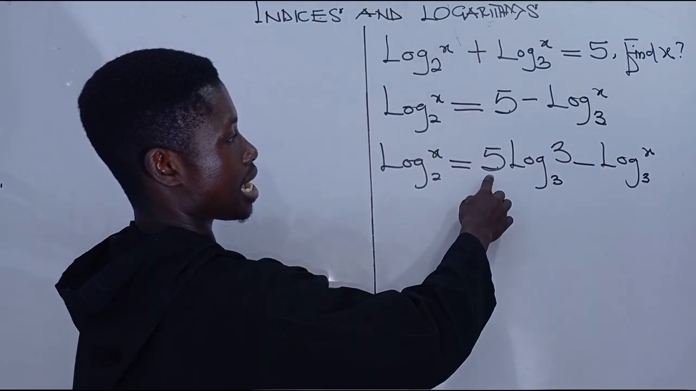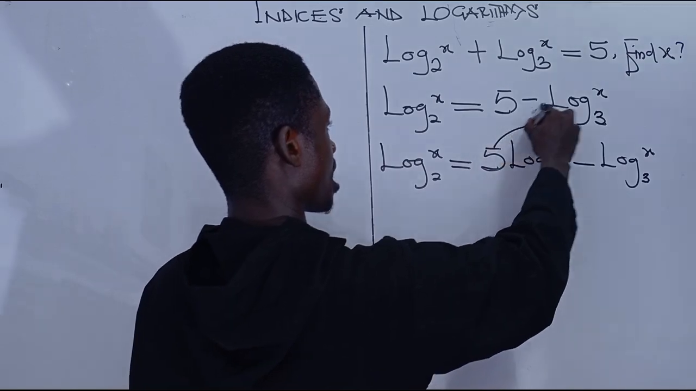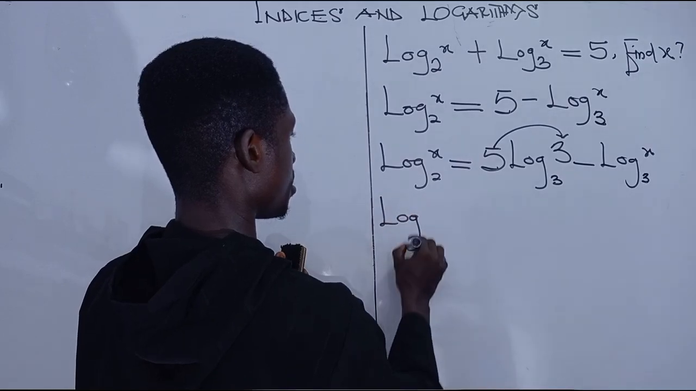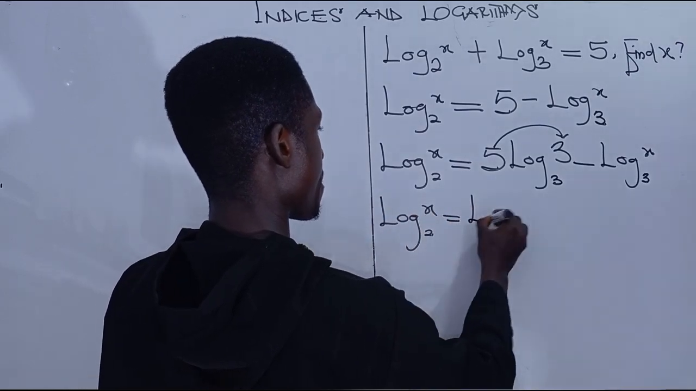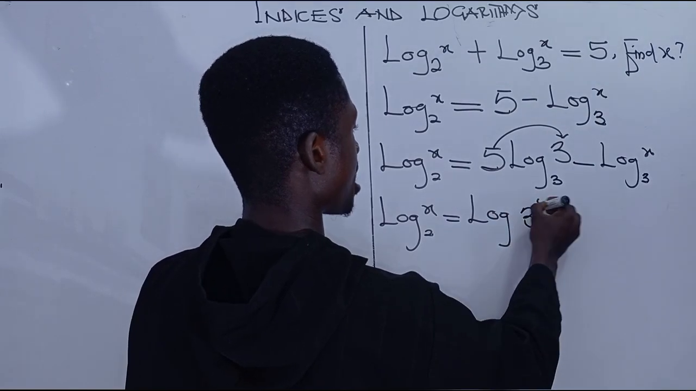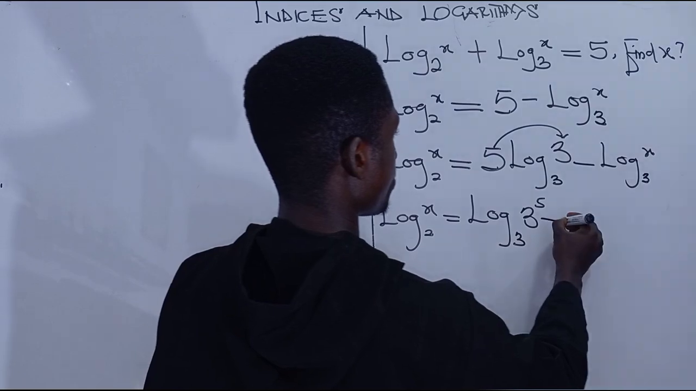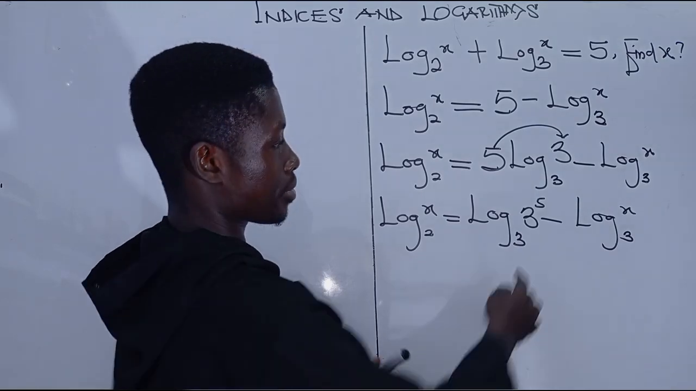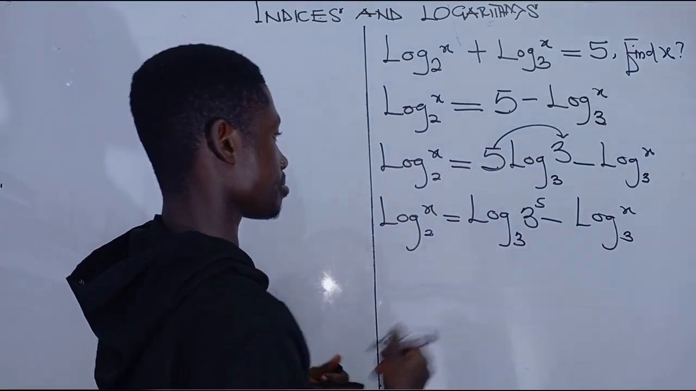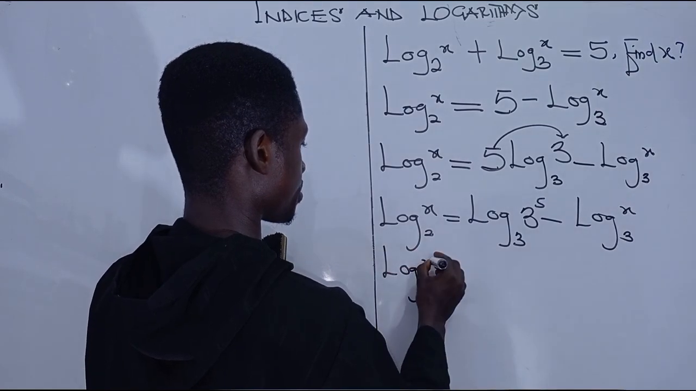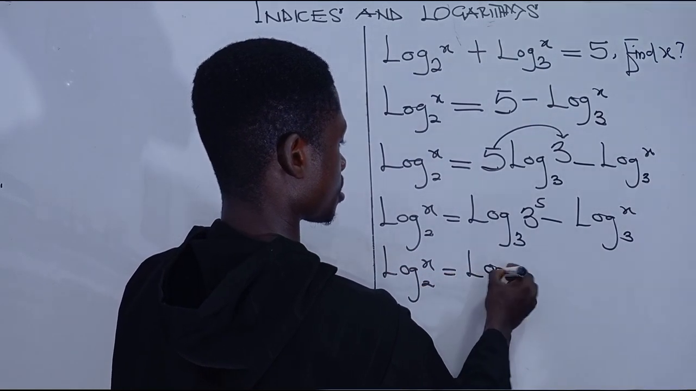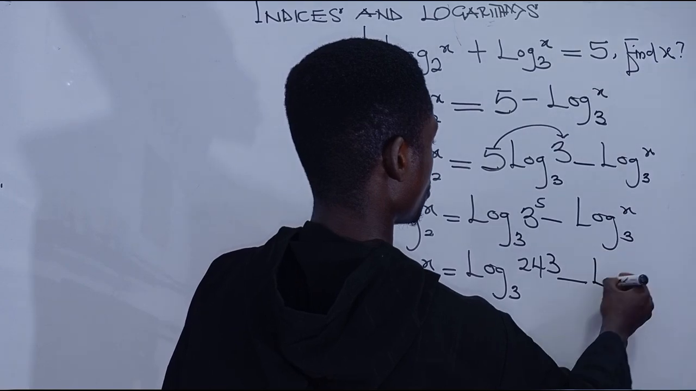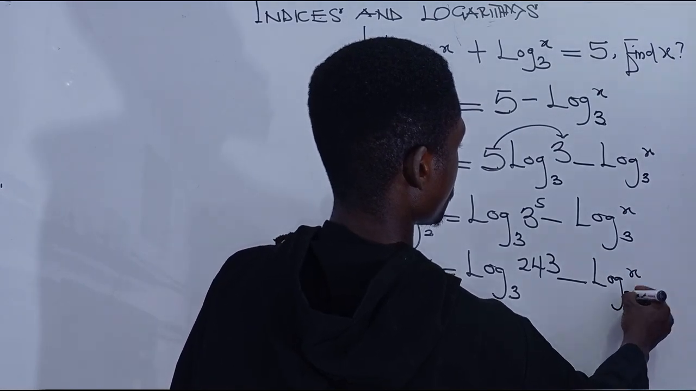From this point, we can apply the power law for logarithm. So this 5 will move to this part. So at the end, we are going to have log of 3 raised to the power 5 to the base of 3 minus log of x to the base of 3. And we know that 3 raised to the power 5 will give us what? 243. So we are going to have log of 243 to the base of 3 minus log of x to the base of 3.